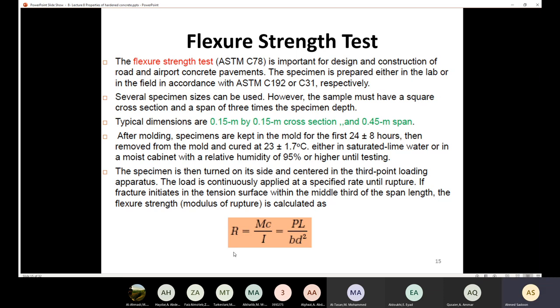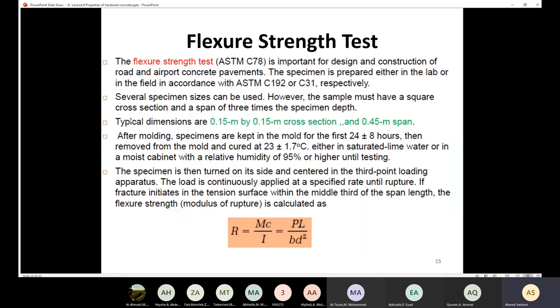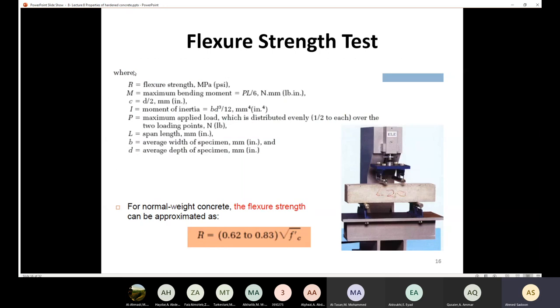And then in order to determine the value of the flexural strength, and sometimes we call this modulus of rupture, it should equal Mc over I. We discussed this in the lab. We managed to move from this equation to that equation. Finally, the flexural strength is going to be PL over bd squared. So here we have the samples for all of this.